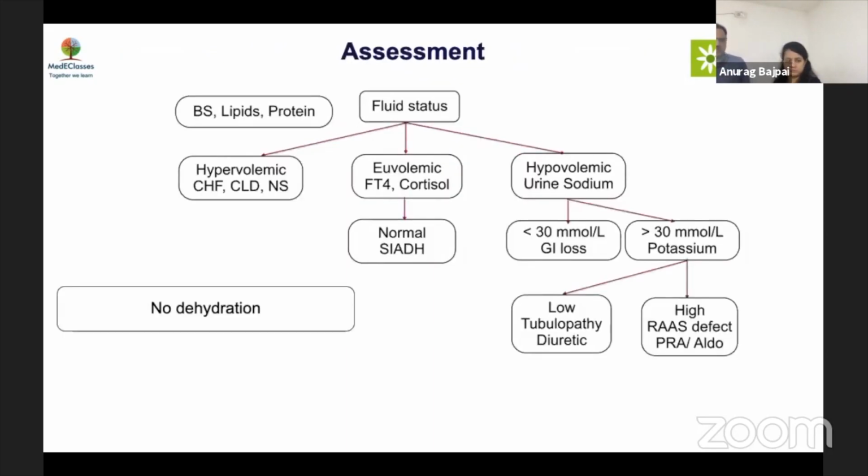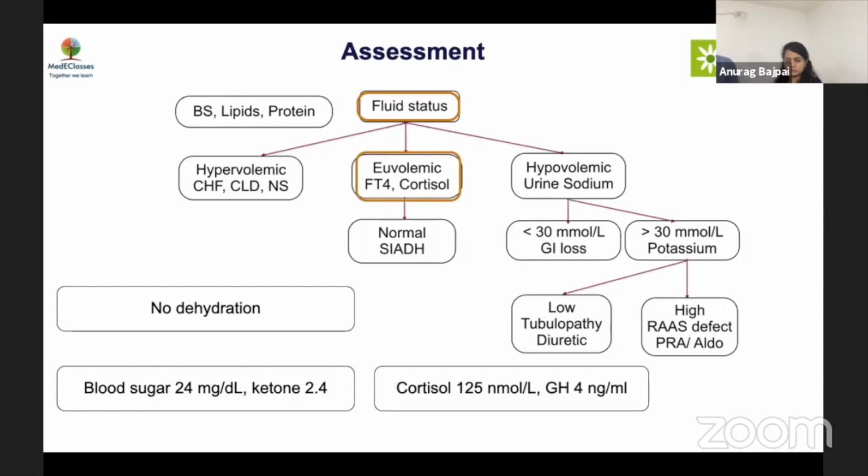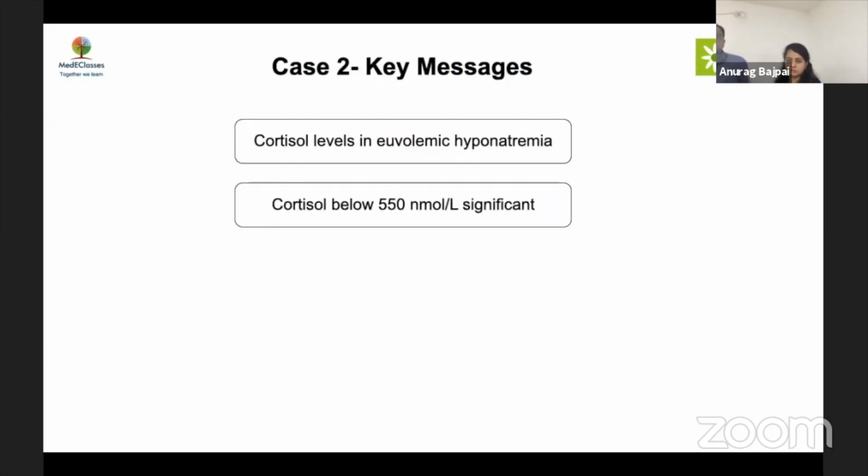There was no dehydration on examination. Blood sugar was also low. There was ketotic hypoglycemia, so ketotic hypoglycemia with hyponatremia, no dehydration. Always with micropenis, think of a SIADH picture. Cortisol levels were inappropriately normal for the level of hyponatremia, confirming the diagnosis of MPHD in that setting. So the key message here is that cortisol levels should always be measured in neonatal hyponatremia, and cortisol below 550 is significant. Micropenis becomes an important indicator in that regard.